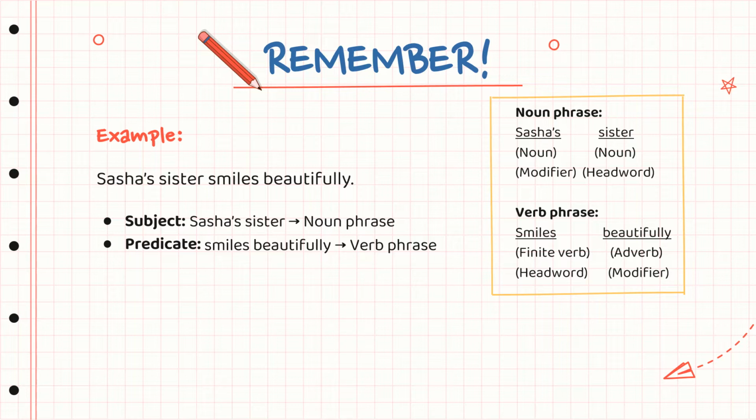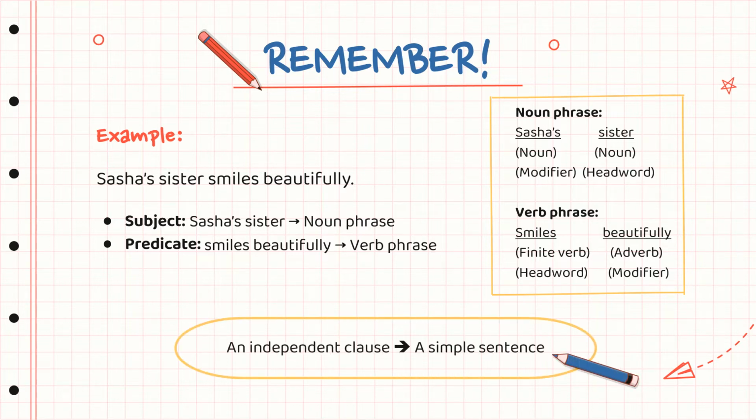Similarly, predicate consists of verb phrase because the head word in a predicate is a finite verb. In this example, smiles is the finite verb because from the previous explanation about the finite verb, it can be seen that the word smiles agrees with the subject, in which the subject is singular, so the verb is also in the singular form, which is from the word smile without s to the word smiles with s. Furthermore, one independent clause forms a simple sentence.